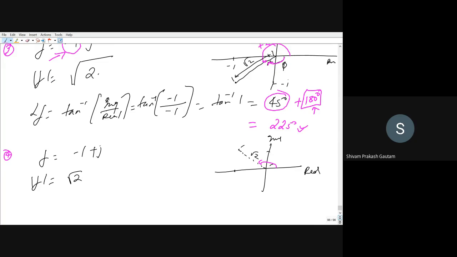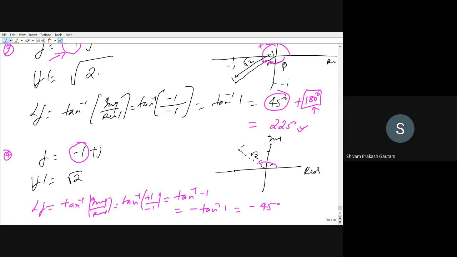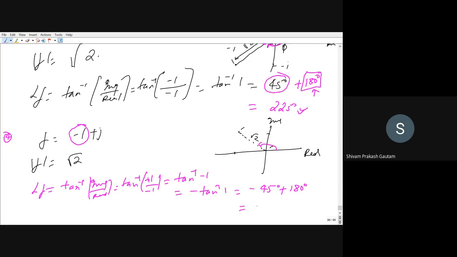If you calculate by the formula, phase is equal to tan inverse of imaginary upon real. This is the formula for calculating the phase. Imaginary is +1 and real is -1, that will give you tan inverse of -1, which is minus of tan inverse of 1, so that will give you -45 degree. But you can see that the angle it is making with the real axis is not -45 degrees. Also you can see we are having a negative real part. So we need to add +180 degree to the phase. If you add +180 degree, then it will become +135 degree, which will give you the correct phase from the real axis. This angle is 135 degree.